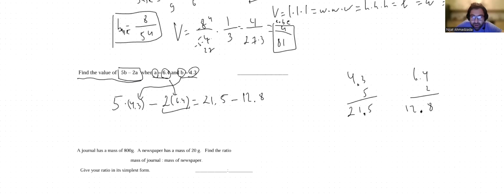So 21.5 minus 12.8. 5 minus 8, we can't do that. 15 minus 8, we can. So this is 7. Dot is dot. 1 minus 2, but remember that from this 5, we got a loan from this 1. So it is actually 0 minus 2. 0 minus 2 is impossible. 10 minus 2 is 8. We got another loan from this one because 0 minus 2 is impossible as well. So 1 minus 1 is 0. So the answer will be 8.7.